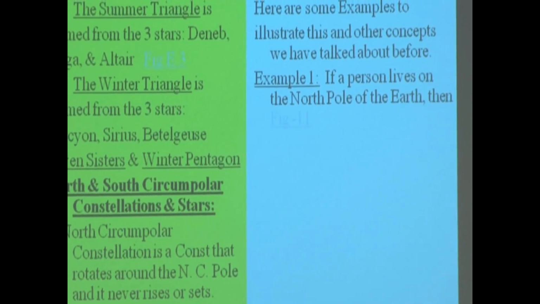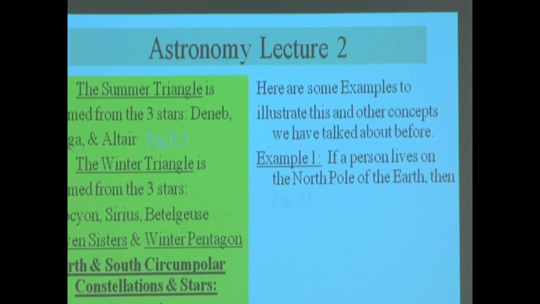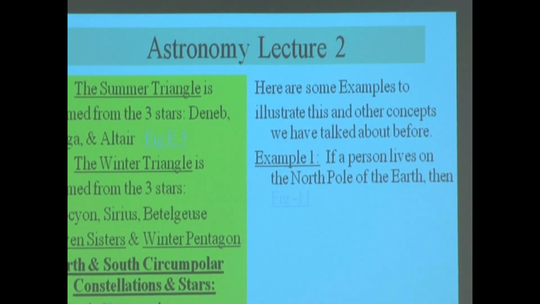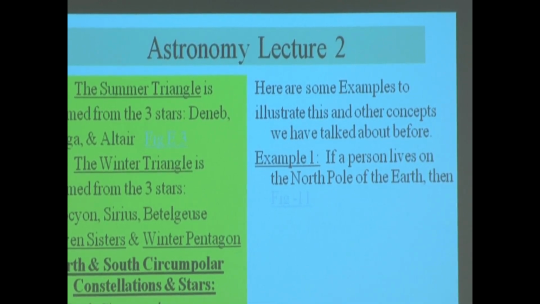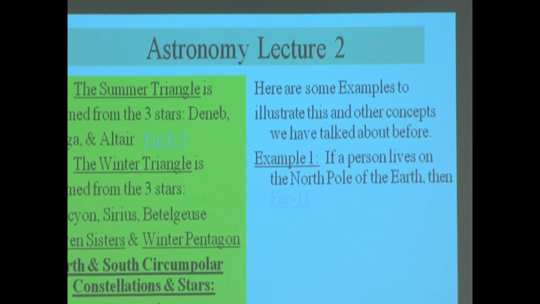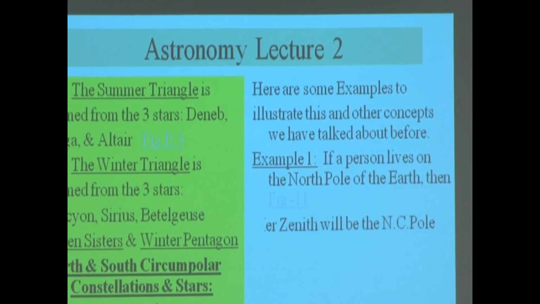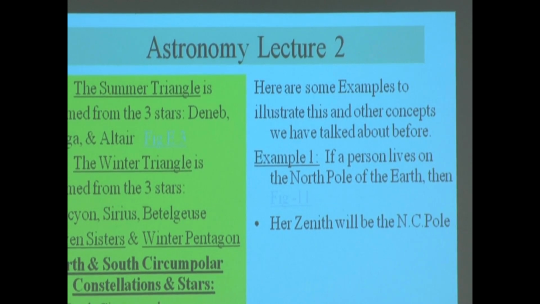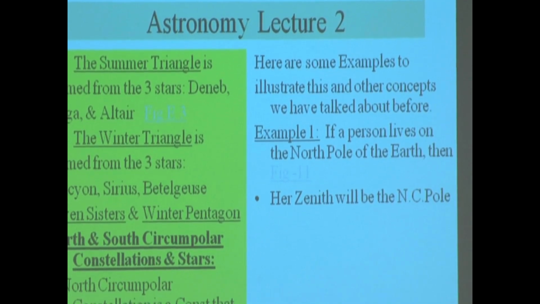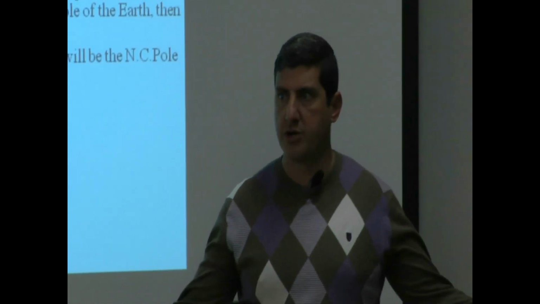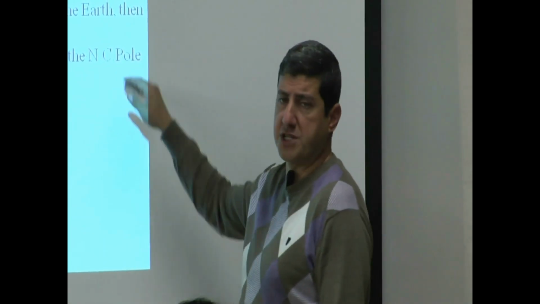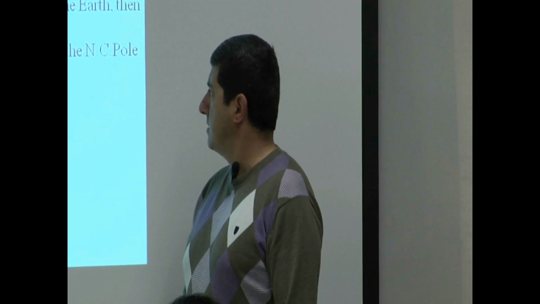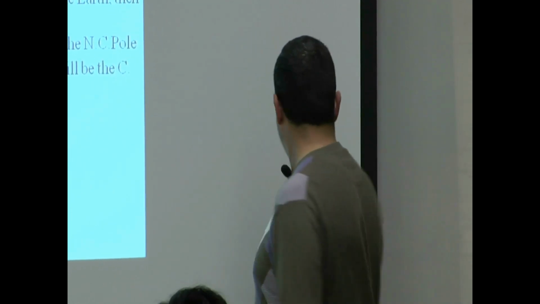So example 1, I'm going to take extreme situations here to begin with to illustrate this. Let's say you're living on the North Pole of the Earth. Of course, no one lives there, but let's say you go there and you are standing right on the North Pole. What's going to happen? What's going to be your situation? If you look straight up, you're going to see the star Polaris, the North Celestial Pole. So her zenith will be the North Celestial Pole. Her horizon line will be the celestial equator.